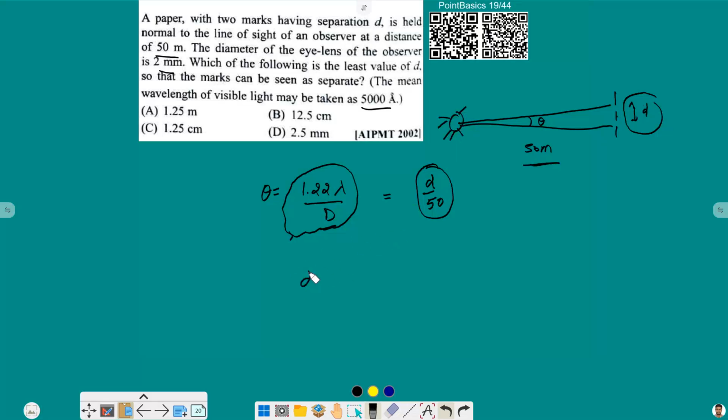So from this, the value of D will be 50 into 1.22 into lambda, that is 5000 angstrom, 5000 into 10 to the power minus 10, divided by the diameter of the eye lens, that is 2 millimeter, so into 10 to the power minus 3. When we solve this, we will get 1.52 into 10 to the power minus 2, and that is basically 1.52 centimeter. And the nearest match will be option C here.